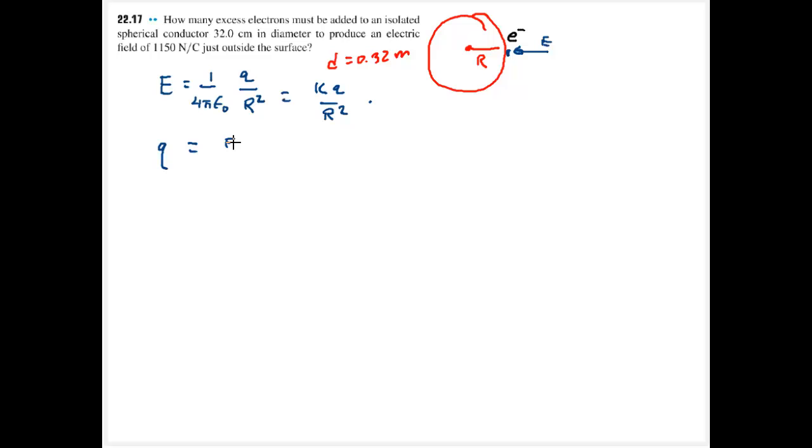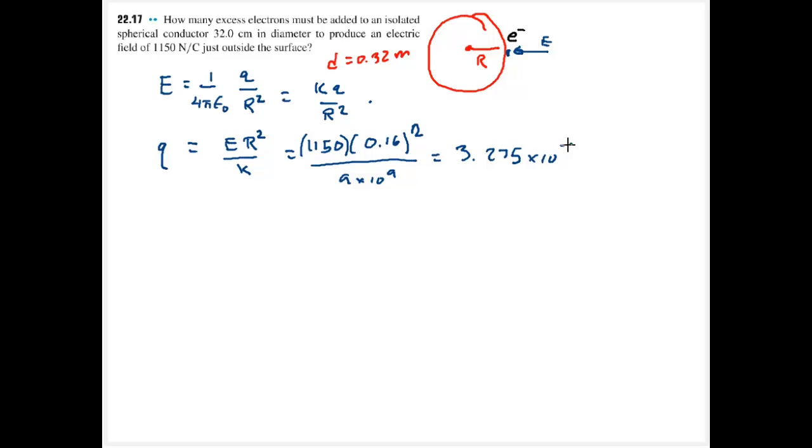That's going to be equal to the electric field multiplied by the radius squared divided by the constant k. Again, k is just 1 over 4 pi epsilon naught. The electric field is going to be 1150 newtons per coulomb. The radius is going to be half the diameter, so 0.16 meters. Make sure you remember to square that guy. And then 9 times 10 to the 9th. And I'm going to need 3.275 times 10 to the negative 9th coulombs of charge on this guy.